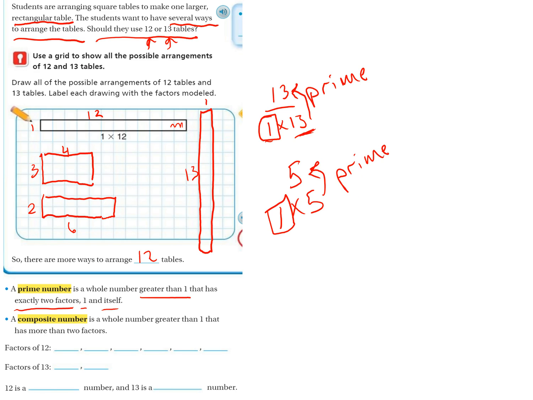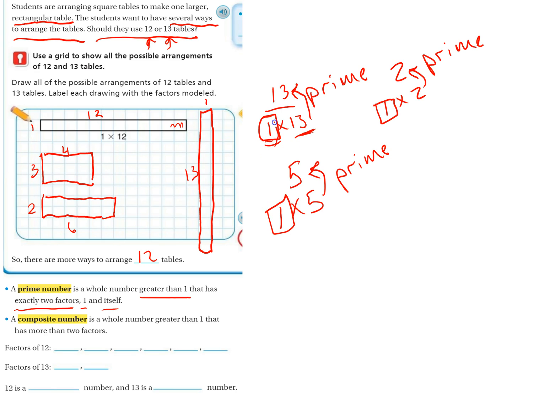Can you think of another prime number? Okay, maybe you thought of 2. Maybe you didn't, but maybe you did. 1 times 2, that's the only way to get 2. And so the factors are 1 and the number itself. So that is also prime. So you can see a prime number has exactly 2 factors.